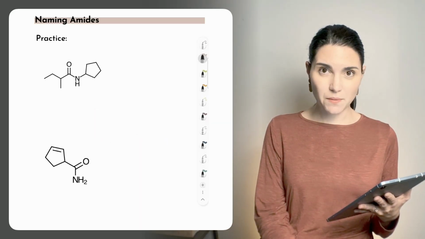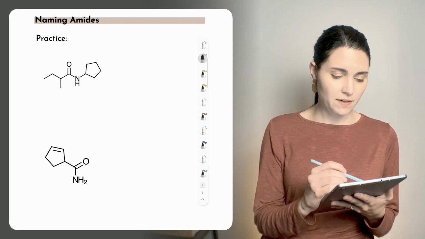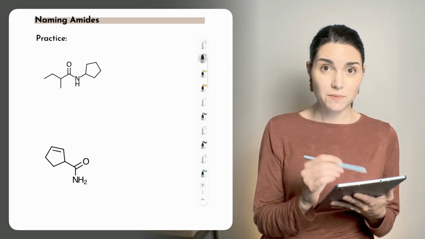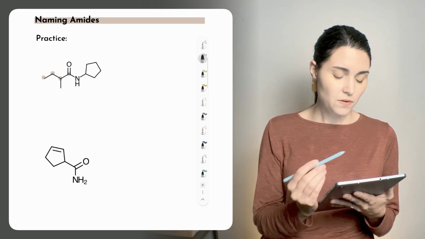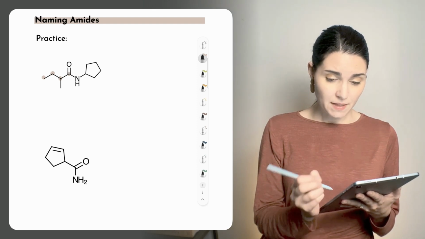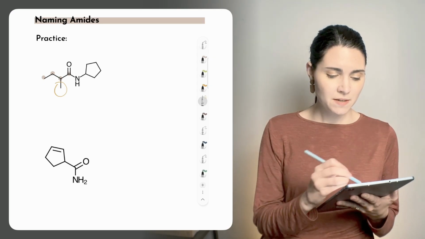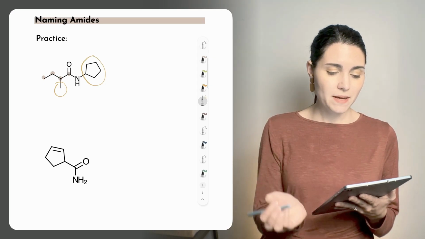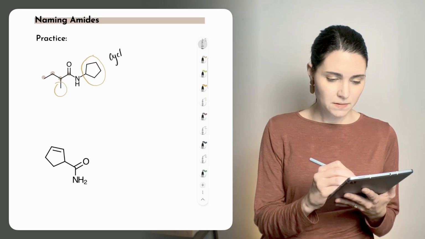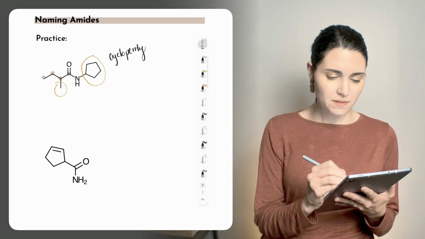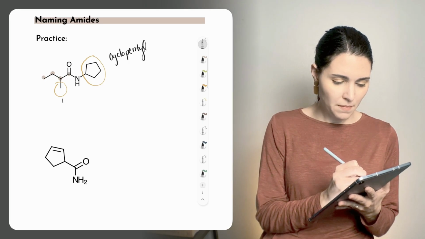Here's a secondary amide that we're going to name. It's connected to the carbonyl carbon as well as another alkyl group, so that makes it secondary. So we will name the parent chain, which is the part that includes the carbonyl carbon. So 1, 2, 3, 4 carbons. It looks like we have a methyl substituent on that main parent structure chain. We also have a cyclopentyl substituent on the nitrogen, so I'll write those out. Cyclopentyl, because it's a cyclopentane, but it's a substituent, so cyclopentyl, and then methyl.